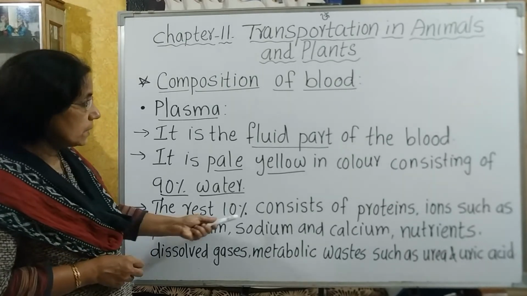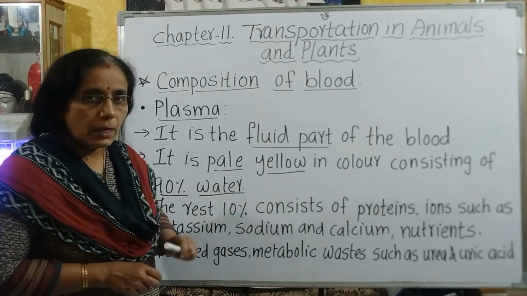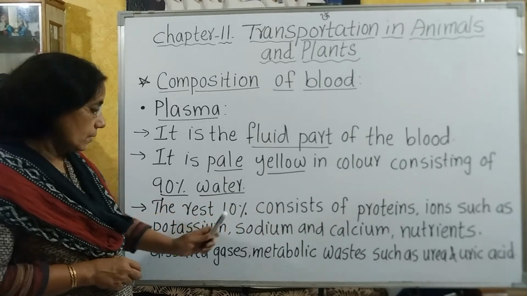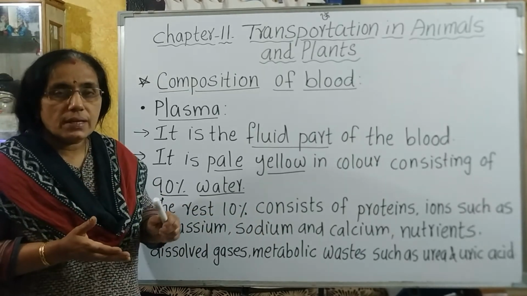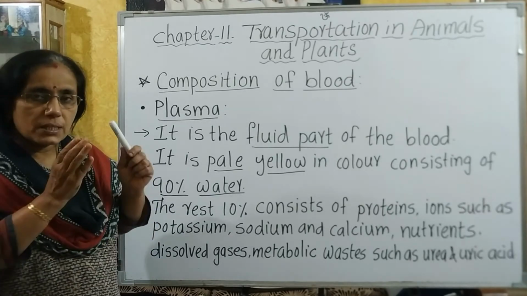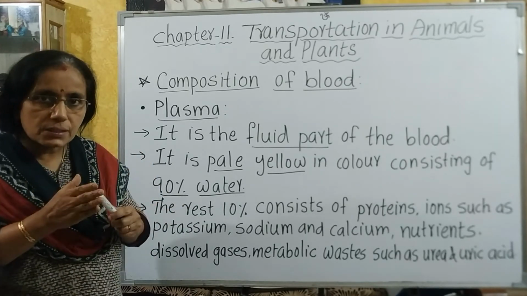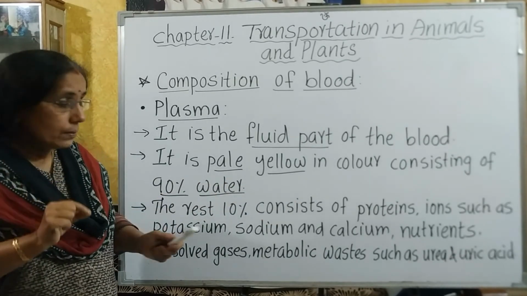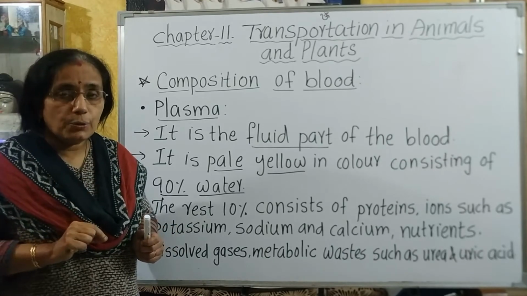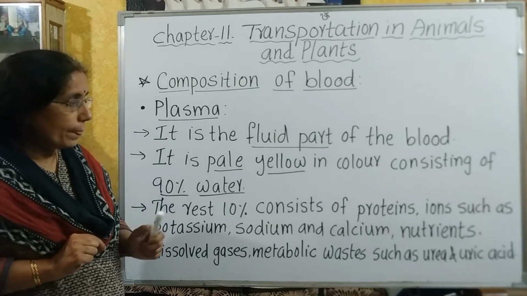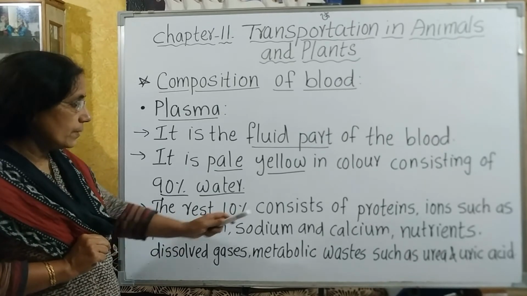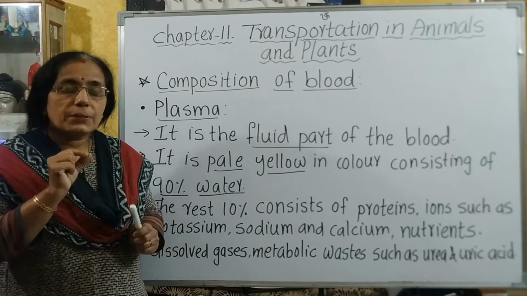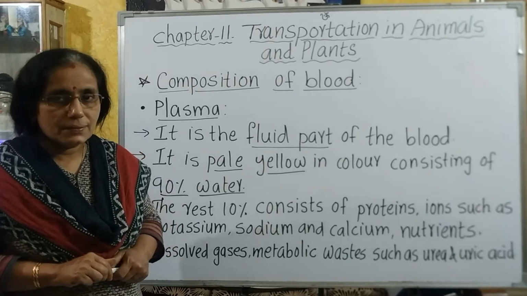The rest 10% consists of proteins, ions such as potassium, sodium and calcium, nutrients, dissolved gases, metabolic waste like urea and uric acid. So, plasma contains 90% water and the rest 10% consists of proteins and calcium, sodium, potassium. All these are the mineral ions which are very essential for the body. So, that also is present in the plasma. Then it contains the nutrients, dissolved gases, and also it contains the metabolic waste like urea and uric acid.